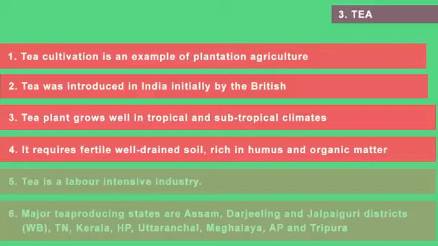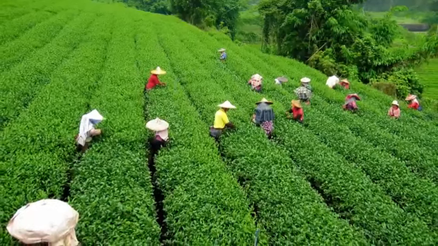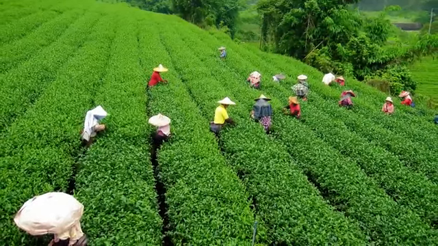So tea needs a warm and moist climate. And you also need frequent rainfall. And when I say rainfall, not the heavy rainfall, the shower rainfall, the light one. So these are the ideal conditions that are required for the growth of nice tea leaves. Now let me tell you, tea is a labor intensive industry. It requires a lot of hard labor.